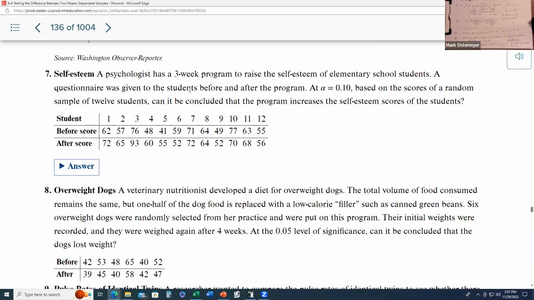A psychologist has a 3-week program to raise the self-esteem of elementary school students. That's a good thing. A questionnaire was given to the students before and after the program. At the 10% level of significance, I don't know why they're testing at such a high level of risk, but based on the scores of a random sample of 12 students, can it be concluded that the program increases the self-esteem scores of the students?